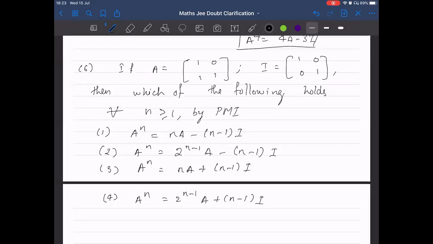But you have the A square value. So then go for A cube. How will you get A cube? A into A square. A square value you already have. Just substitute that, you will get the A cube value. So again, come back to the options. What are the options that you already got for n is equal to 2? Check them again with n is equal to 3. So definitely you will be getting only one option. I'm waiting for your answer.